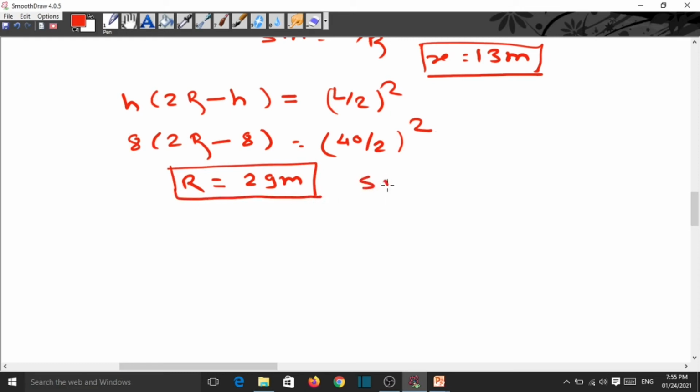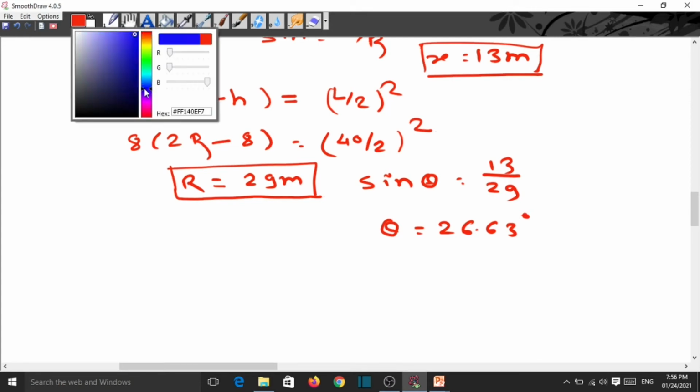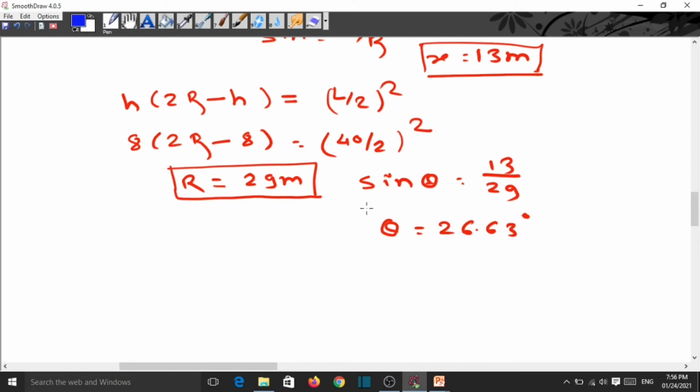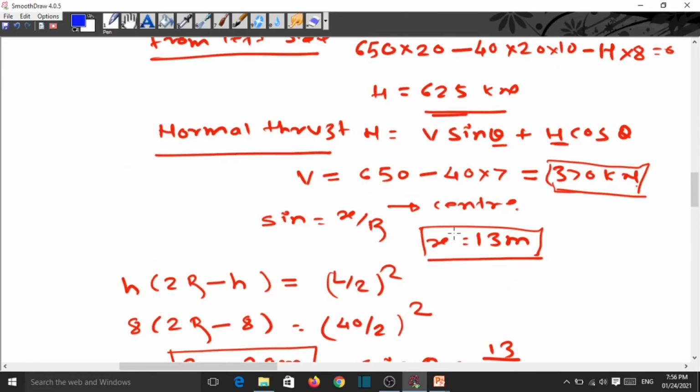So sine theta is equal to x by R, where x is 13 and R is equal to 29. So we got here theta is equal to 26.63. So we can say that here is theta. So here we got the V and we got theta.